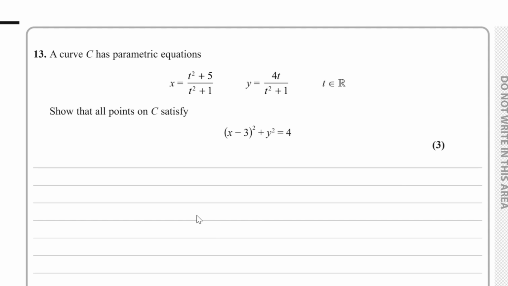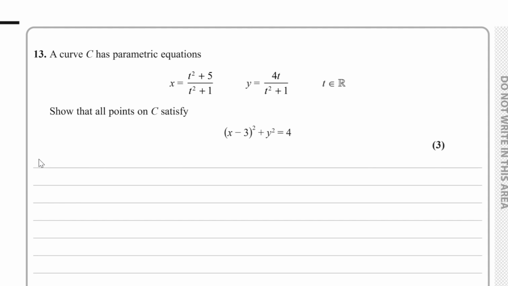Question number 13. A curve C has parametric equations x equals (t squared plus 5) over (t squared plus 1) and y equals 4t over (t squared plus 1), where t is a real number. We have to show that all points on C satisfy (x minus 3) all squared plus y squared equals 4.